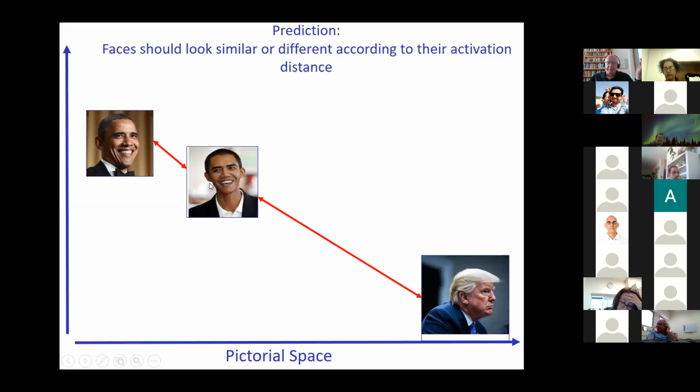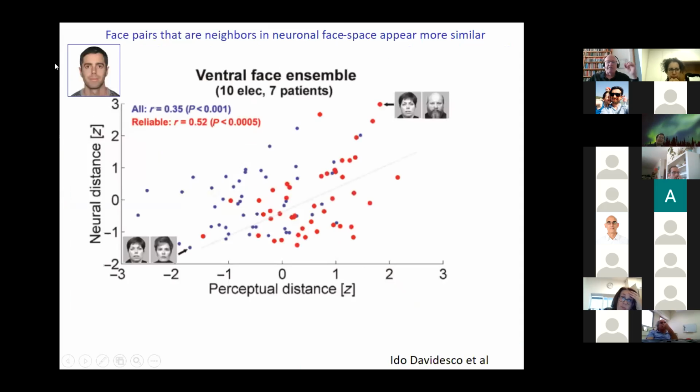This can be tested experimentally, and this was done by Ido Davidescu, who simply compared perceptual estimation of distance. In other words, he asked subjects to estimate how similar or different pairs of faces are. For example, these pairs of faces were estimated, as you can judge for yourself, as very close to each other in appearance, while these two faces were judged as very different. So therefore, they live in high levels on this perceptual distance scale, while these images live at a very low level on this perceptual scale.